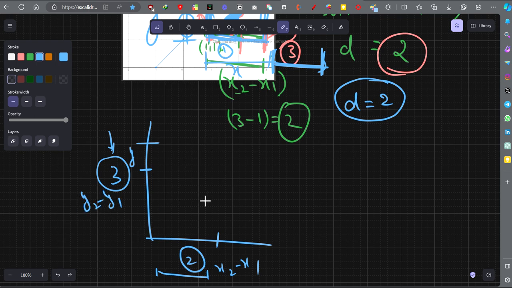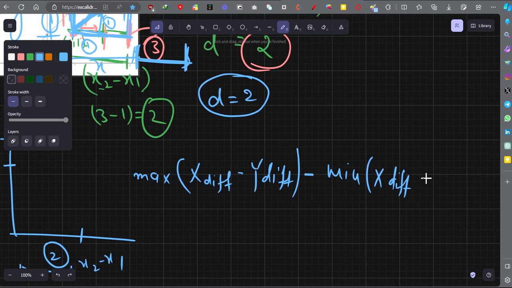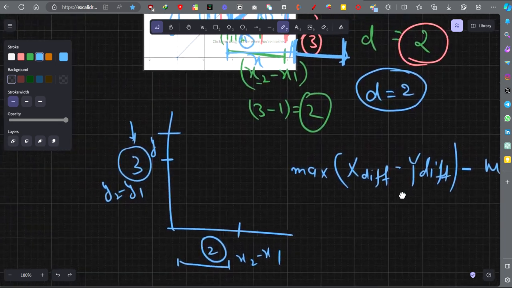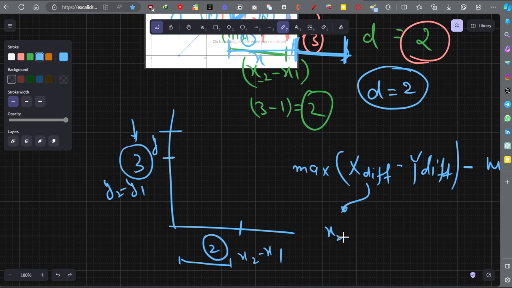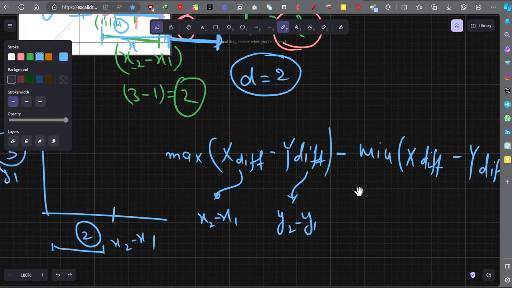So if you take what extra mile you have to cover, you will have to take the maximum of this x difference and y difference, and subtract the minimum of the x difference and y difference. Okay, so what does this mean? The x difference is nothing but x2 minus x1 here, and the y difference is nothing but y2 minus y1 here. Similarly, this is the same as these things.